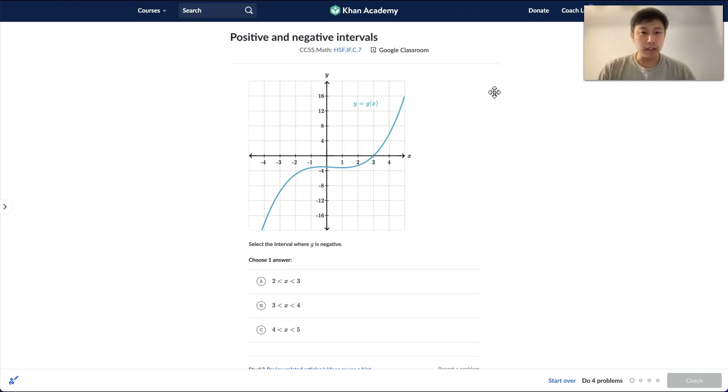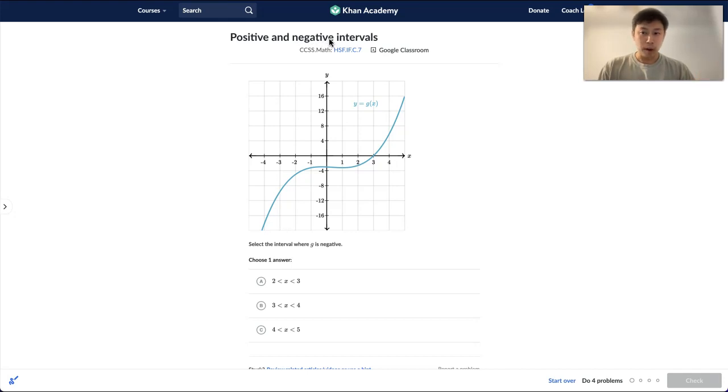All right, this exercise is on positive and negative intervals. Okay, so let's define that first. When it says positive and negative, it's referring to the function values, the y values. Okay, so does your function have positive y values or does your function have negative y values?